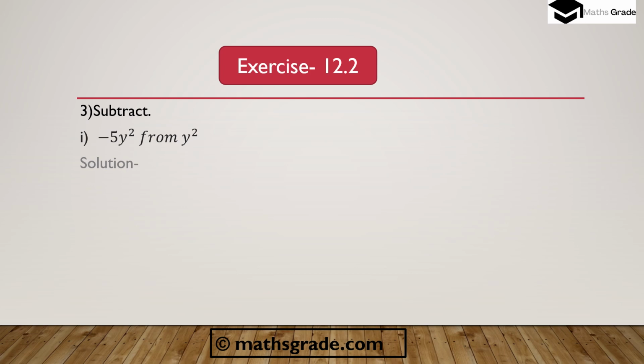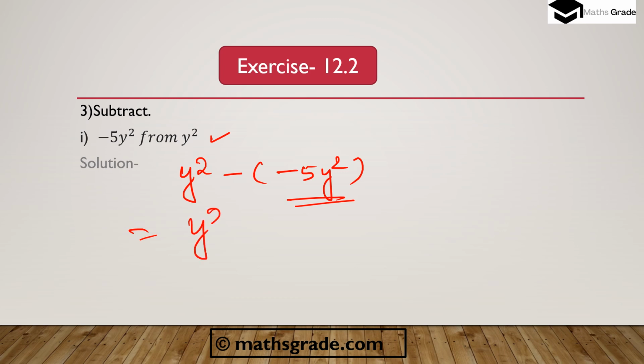Question number 3 is subtract. First part is minus 5y square from y square. We have to subtract minus 5y square from y square. So y square minus of minus 5y square. And minus multiplied with minus is plus. So y square plus 5y square.